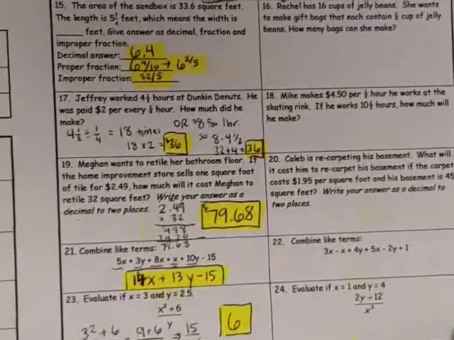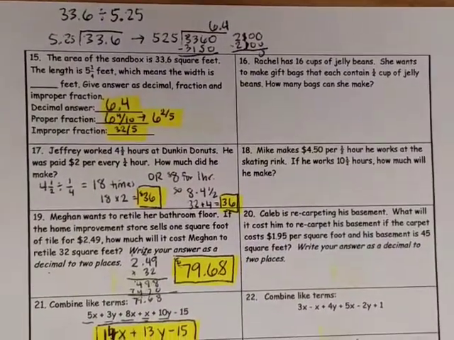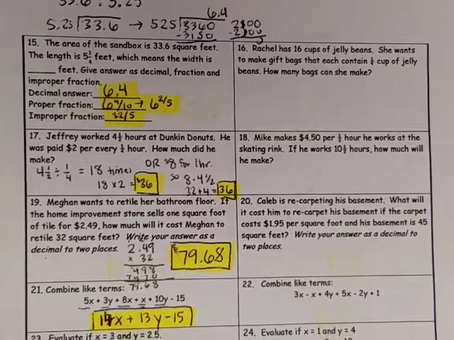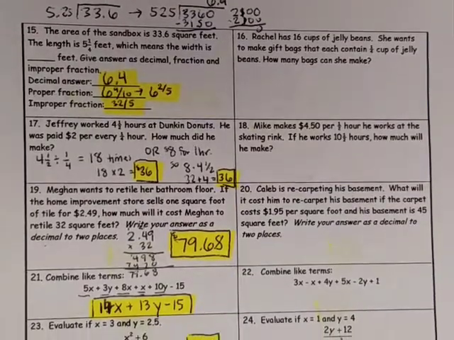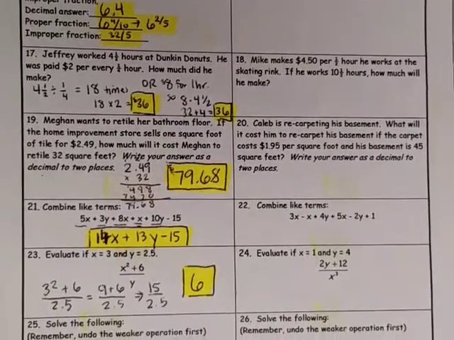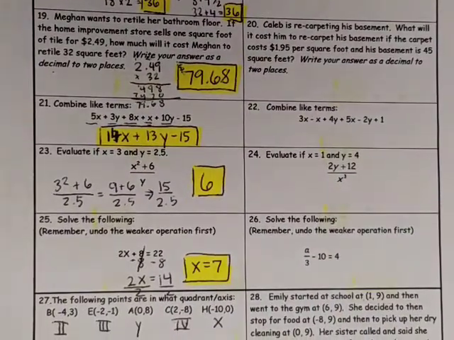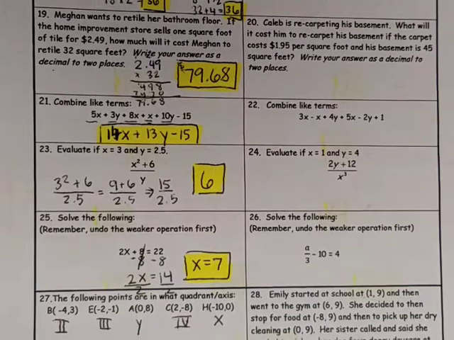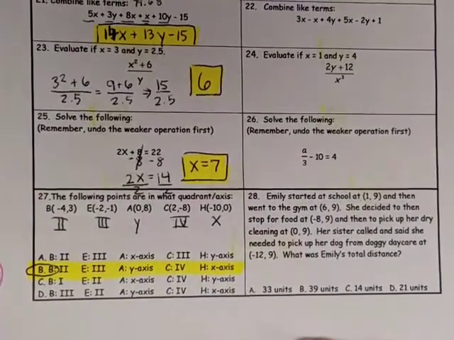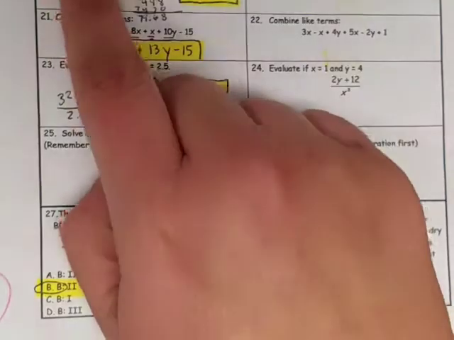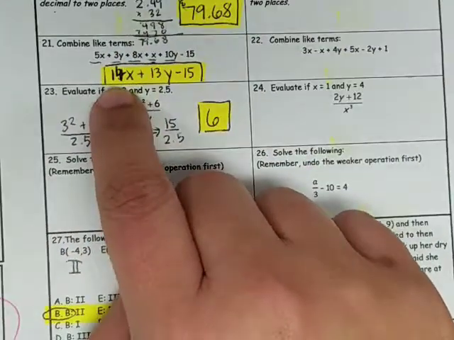And then here is the right side of the front. This whole front side was calculator inactive, so make sure that you were able to do everything by hand, because on your EOGs you will be asked to do things by hand and with calculator. Okay, and that's a 14x right there. So that's what that says.